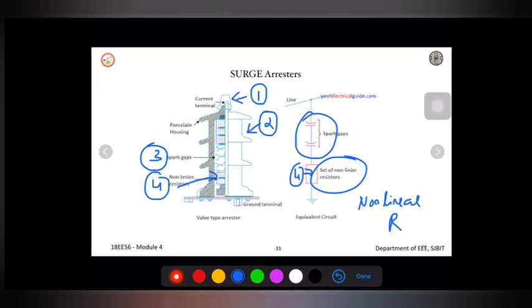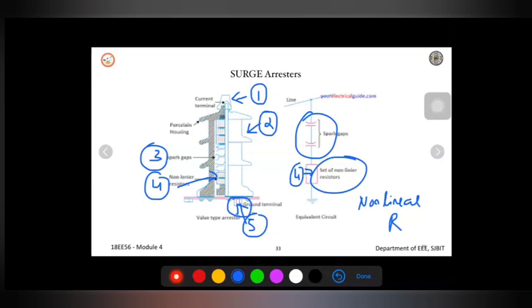So where can I connect a grounding at this part? This is the 5th one, the ground connection. Because whatever the fault occurs, the over voltage or over current that occurs has to be easily diverted to the ground. So I need to have a proper ground connection. For that reason we have a ground connection here.